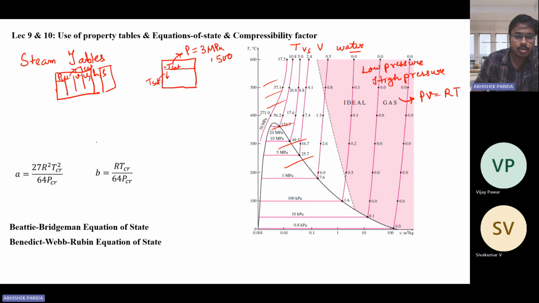Now, if we don't have the property tables and we cannot use the ideal gas equation, there are some other equations we try to use. Those are somewhat like the van der Waals equation.